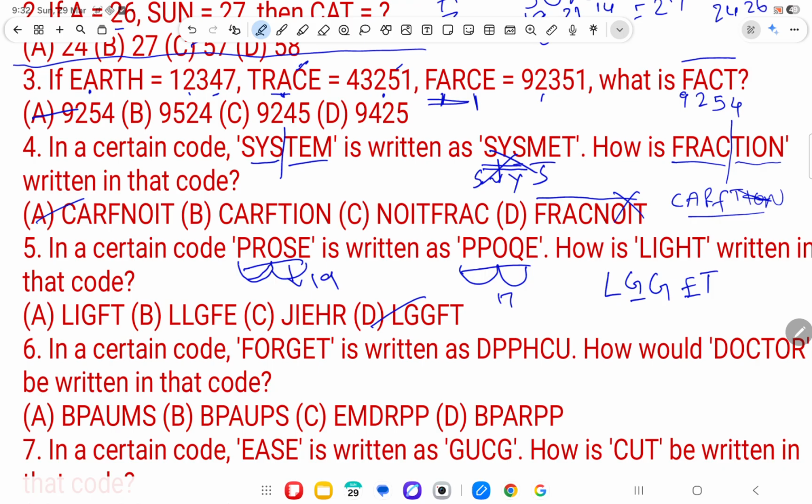Then sixth question. In a certain code, FORGET is written as DPPHCU. How would DOCTOR be written in that code? FORGET: first letter F, the corresponding letter here is D, minus 2. O plus 1. R minus 2. G plus 1. So minus 2 plus 1, minus 2 plus 1, minus 2 plus 1. So D minus 2 is B, O plus 1 is P, C minus 2 is A, T plus 1 is U, O minus 2 is M, R plus 1 is S. BPAUMS.